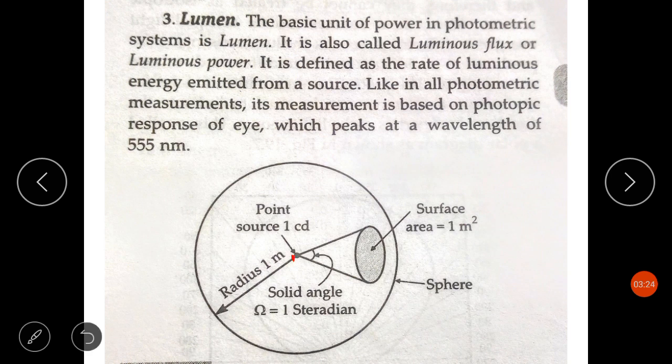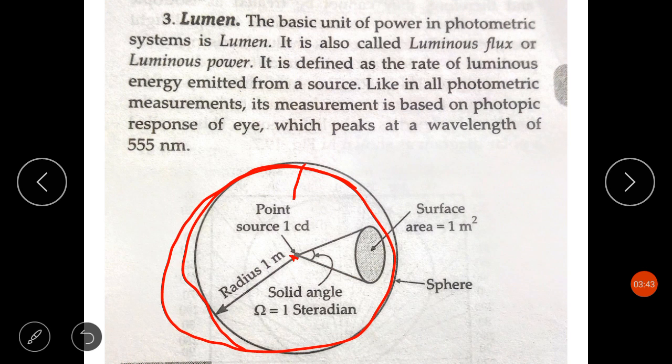So here this is a point source of one candela. I'll tell you about the candela later. First understand this: the point source of one candela is placed at the center of a perfectly transparent sphere. The radius of the sphere is 1 meter, and at its center a point source of one candela is placed. Then the light passing through one steradian, this angle is a steradian.